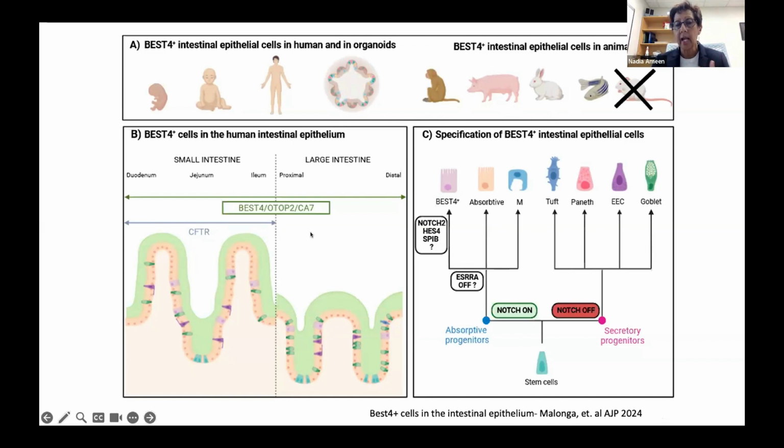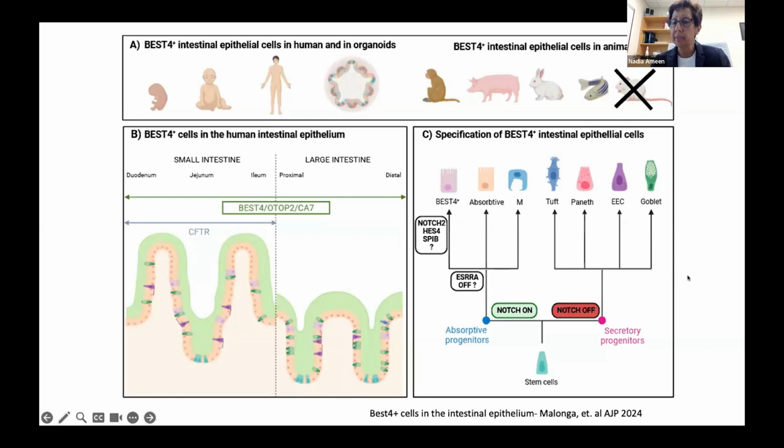What is interesting is that the BEST4 positive cells in the colon, by single cell, express very high levels of bestrophin 4, but also OTOP2, which is a proton channel, and carbonic anhydrase. These are genes that are important in acid sensing, acid transport, proton transport, and bicarbonate transport. But in the small intestine, these BEST4 positive cells express CFTR, and only in the small intestine. In the large intestine, they do not express CFTR.